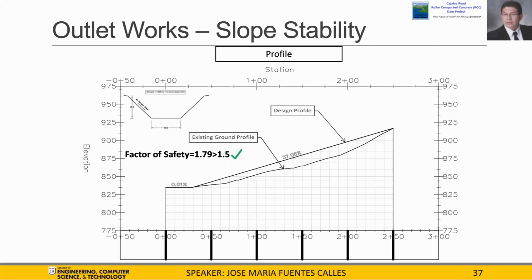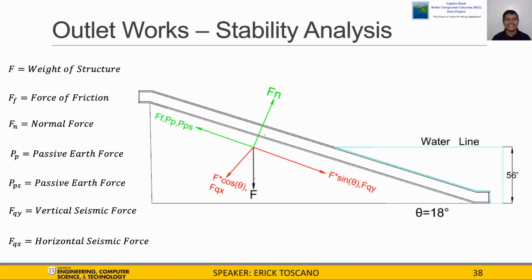The cross-section of the proposed trench to be dug for the construction of the incline intake structure is shown in the upper left-hand corner. Only half of the infrastructure will be below grade, as shown by the gap between the design profile and the existing ground profile. Since the structure is on an 18-degree incline, sliding is an immediate concern.